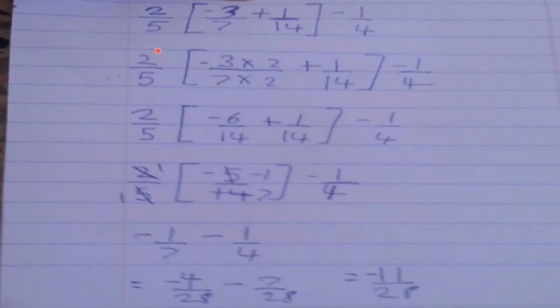Now let's see the next page. 2 by 5 into negative 3 by 7 plus 1 by 14 minus 1 by 4. We need to get the denominator 14, so negative 3 by 7 into 2 by 2 plus 1 by 14. If we get the denominator as equal, we can add it, as you know. So 2 by 5 into negative 6 by 14 plus 1 by 14. It will be 2 by 5 bracket negative 5 by 14 minus 1 by 4.